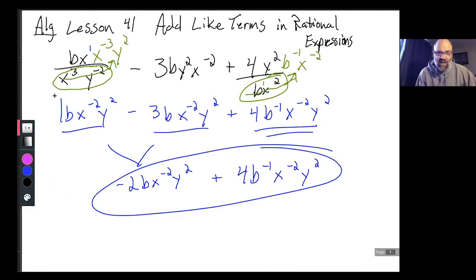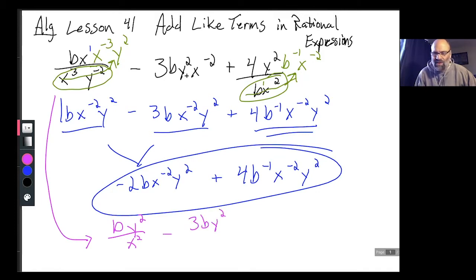If I just made every exponent positive, the only negative exponent is that y to the -2 on the bottom. So if I bring that up, and then I subtract the exponents, 1 minus 3 there, you end up with by squared on top, then x squared on the bottom. And then minus 3by squared, and that x to the -2 has to go to the bottom to be a positive exponent. And then I've got this guy, which is just the same, 4y squared over bx squared.